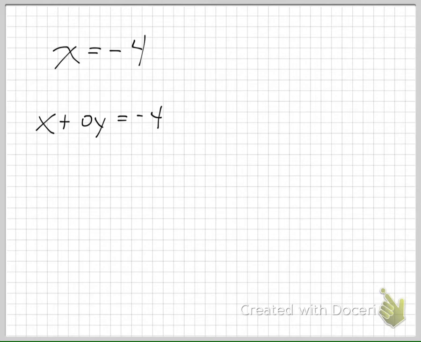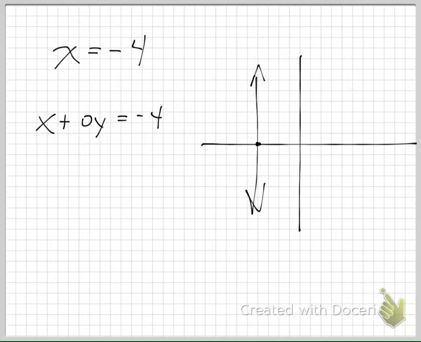It's not a problem. Do you all know how to graph x is negative 4? What would we do? Where x is negative 4 right here, right? It's a line that goes like this. That right there is x is negative 4. Is that a line? No doubt. No matter what y is, it's 0 times y. No matter what y is, x is still going to be negative 4. Okay?